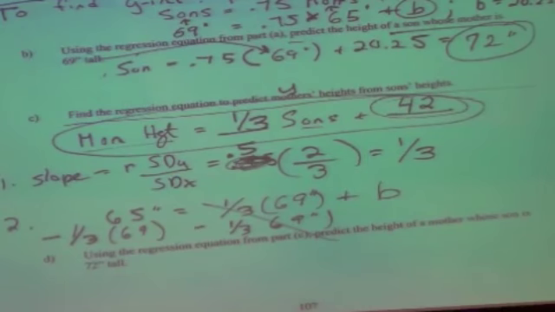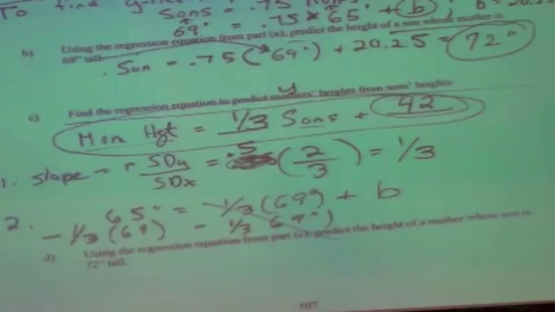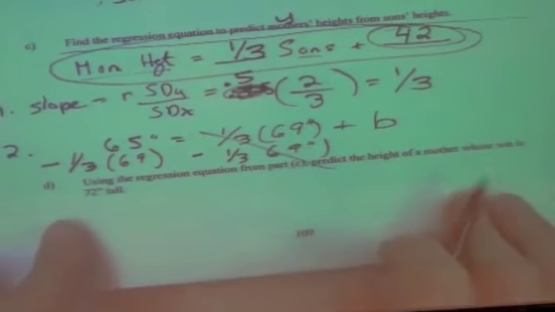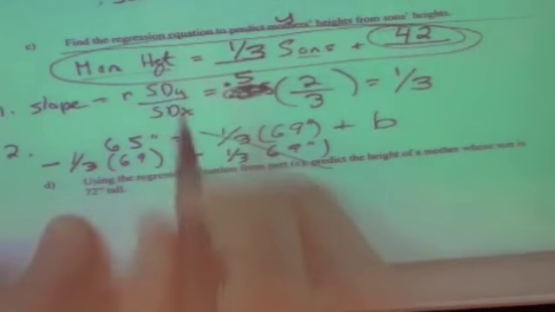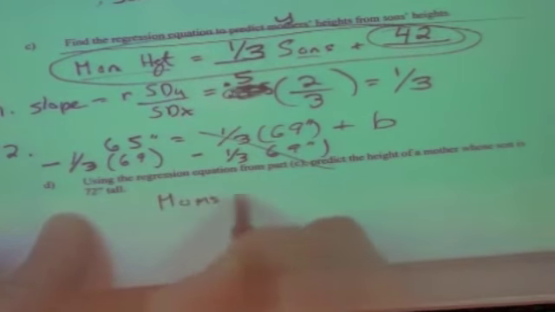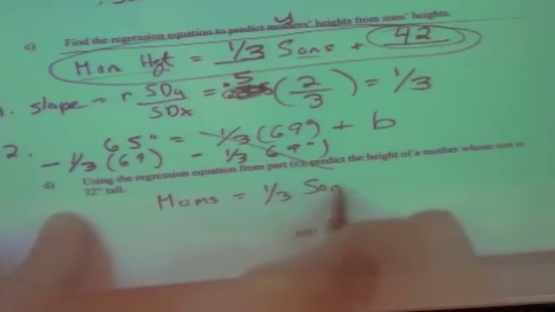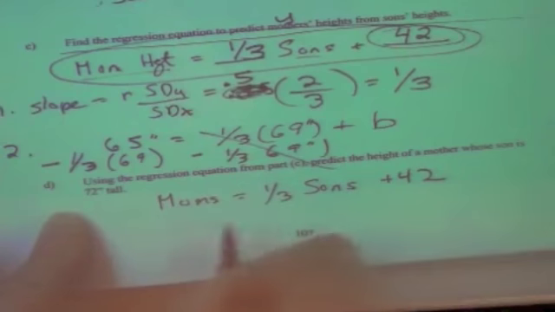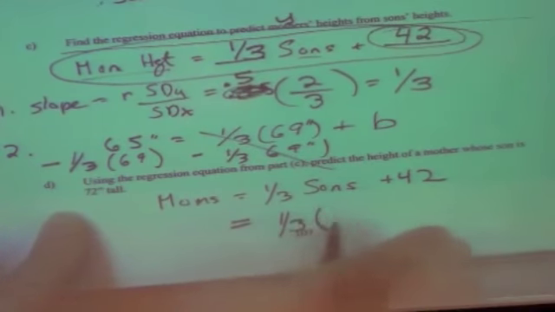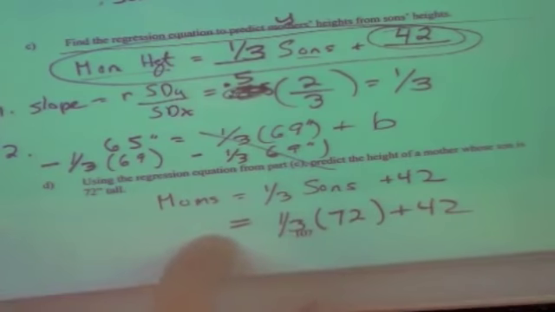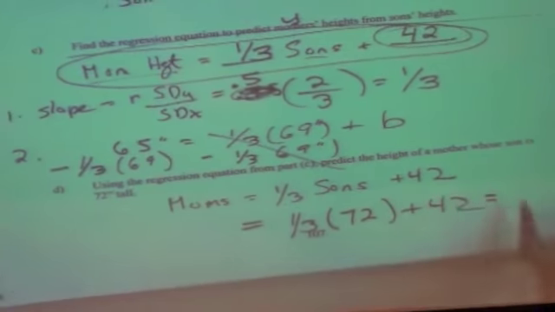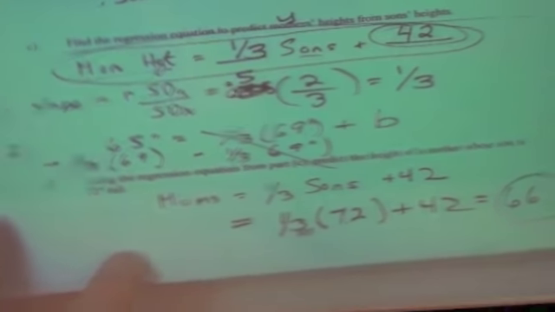And now, please don't leave yet. You still have a lot of time. And now, what do we want to do? We want to see what happens when we put 72 in. So we have our equation. Moms equals 1/3 sons plus 42. And now when we put in 6 feet for the sons and add 42, we don't get 69. What do we get? 66 inches. That's how tall.